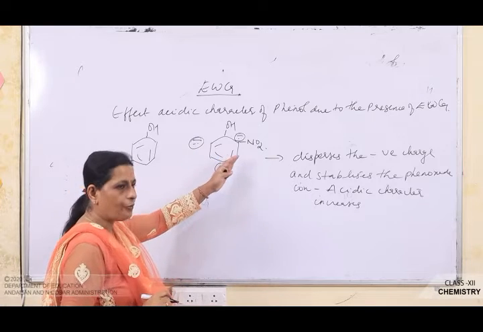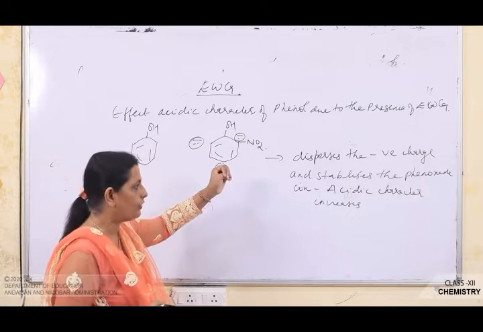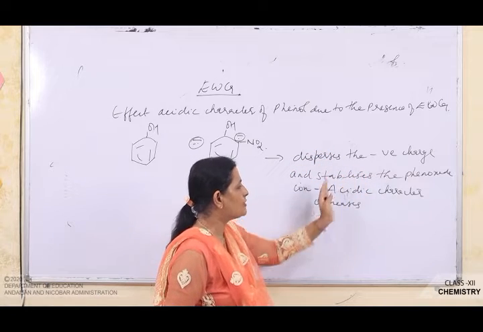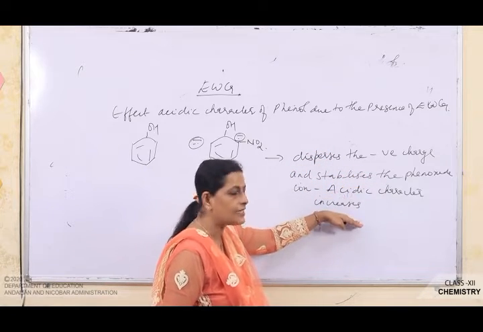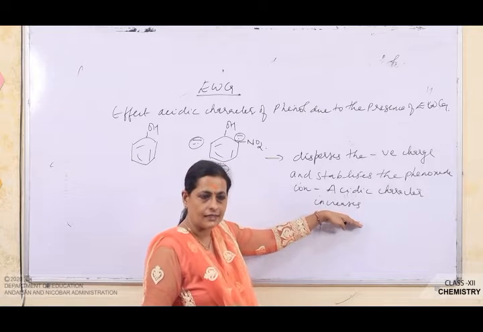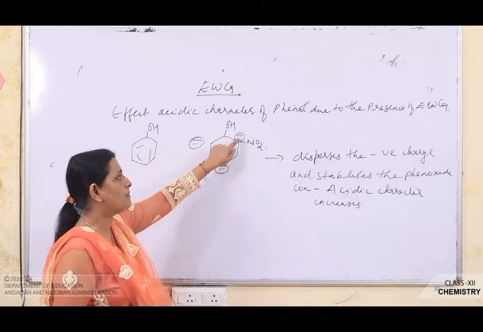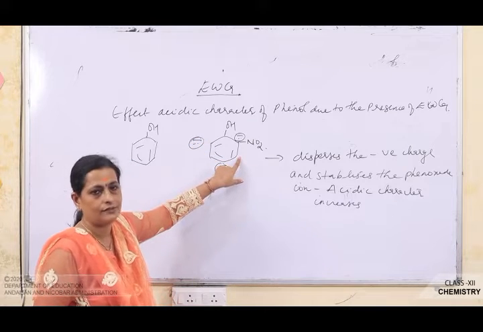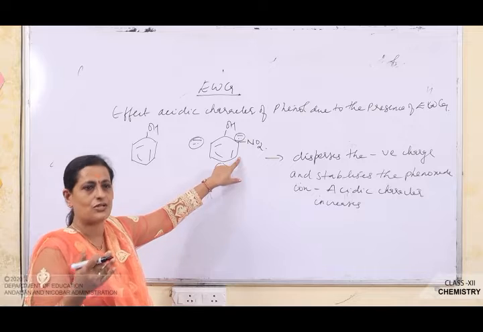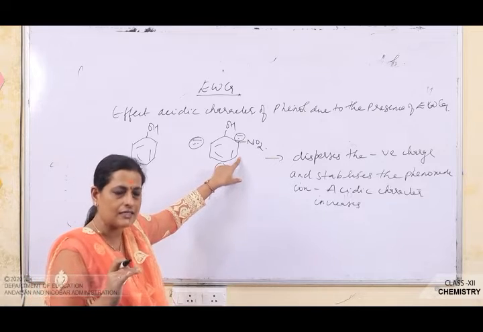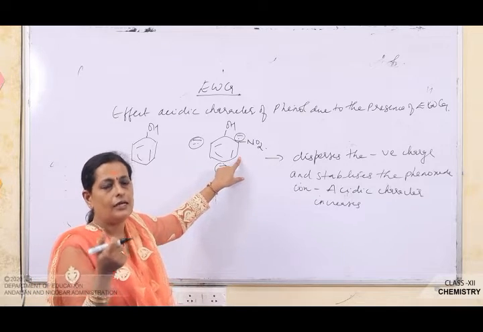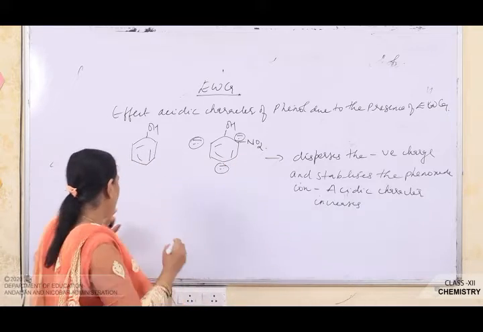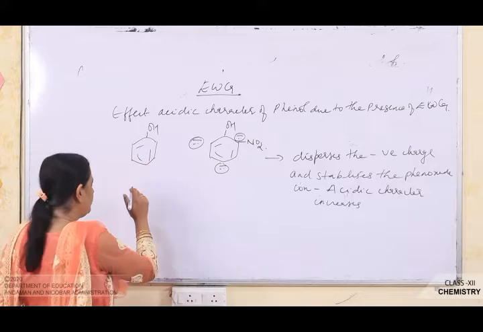When electron withdrawing group is present, they withdraw the electron and they disperse the negative charge and stabilize what? Phenoxide ion. So what will happen to the acidic character? The acidic character increases. So that effect is maximum in which positions? Ortho and para position compared to which one? Meta position. Because in meta position, due to resonance, electron density is not increasing. Even then they will withdraw electron, but the intensity is less in which position? Meta position.